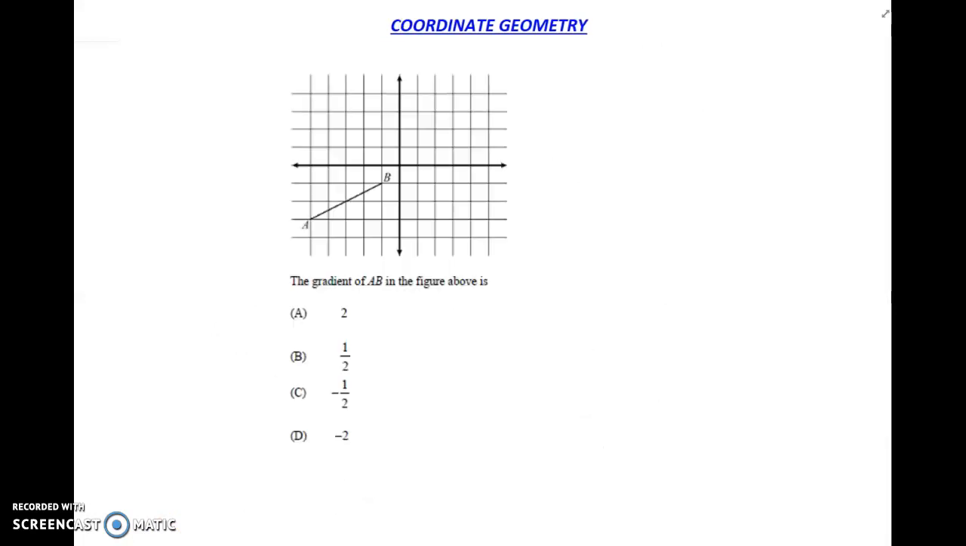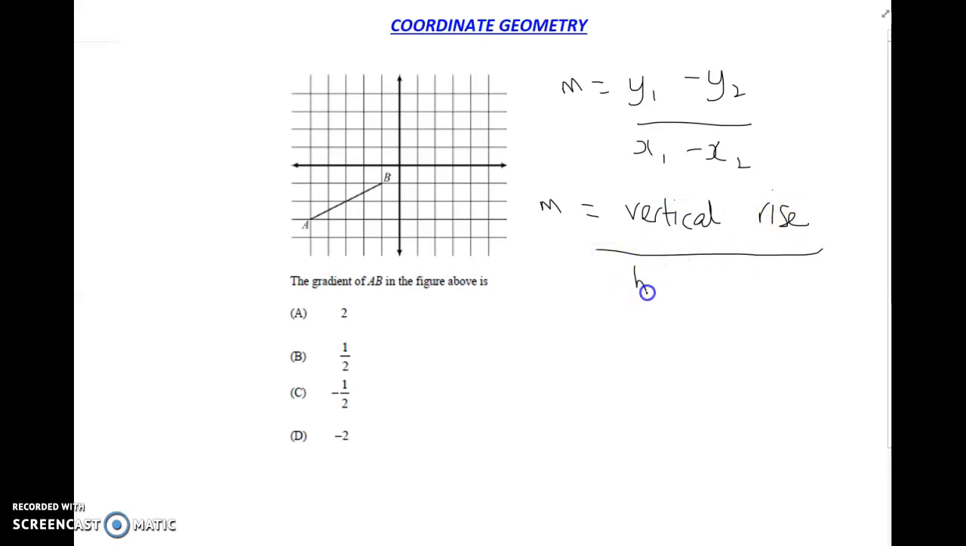Now, in this question, it says you want to find the gradient of AB. Now, gradient, as we said, was y1 take away y2 over x1 take away x2, right? But they didn't give you any points here. They didn't label the axes, so we don't know the coordinates of A and B and so on, right? But you should also remember that the gradient is basically the vertical rise over the horizontal.